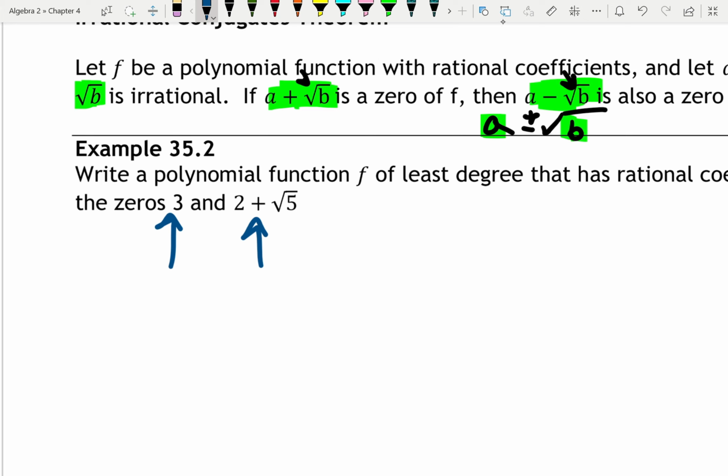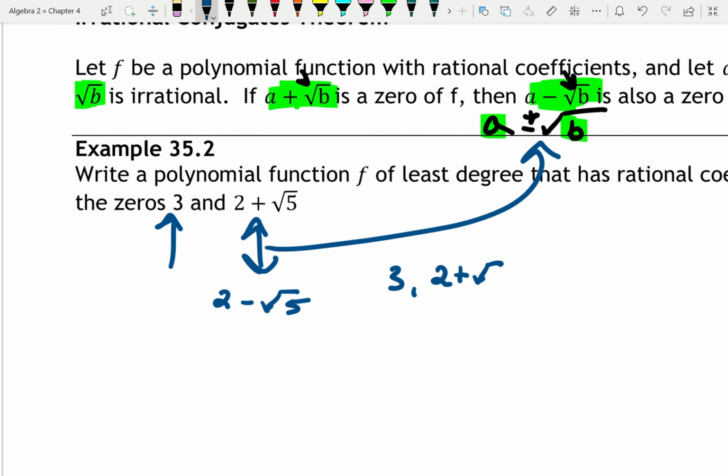So first off, we have to look at the 2 plus root 5 and say, well, there's also going to be a 2 minus root 5. Right? If there's a positive one, there has to be a negative one, and that comes back up to here with thinking about the quadratic formula and the plus or minus there. So we now have 3 unique roots. We have 3, 2 plus root 5, and 2 minus root 5. We have 3 different solutions.